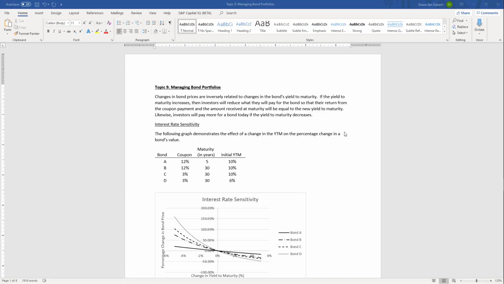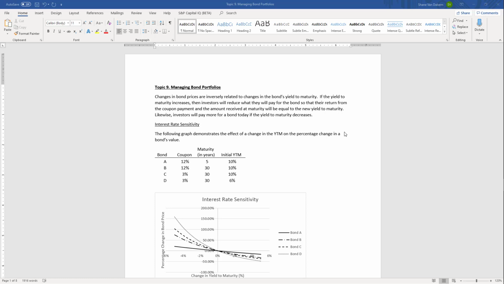Hello everyone. In this video I'm going to walk through the topic of managing bond portfolios. It's topic 9 for our course. And at the end of this there'll be another video that goes through an Excel workbook where I'll demonstrate how to immunize a bond portfolio, and you're going to use that for your next assignment.